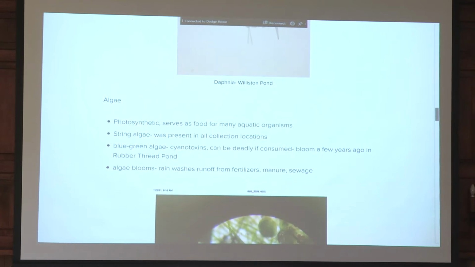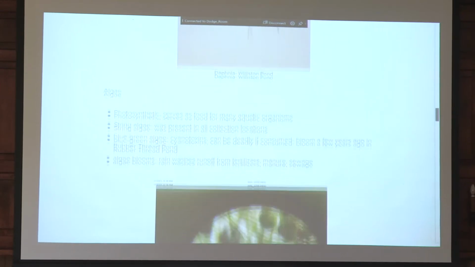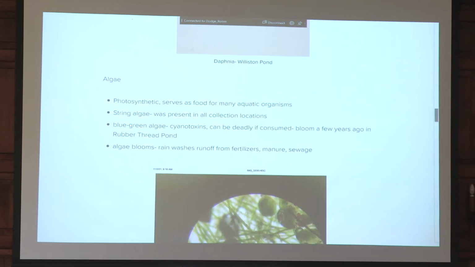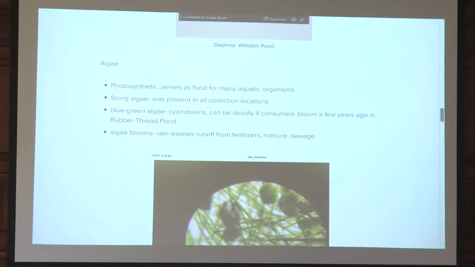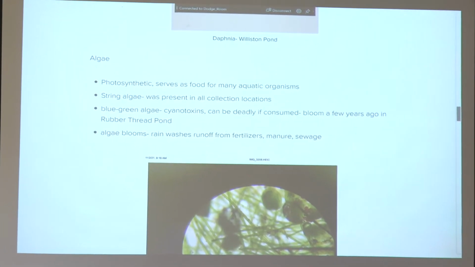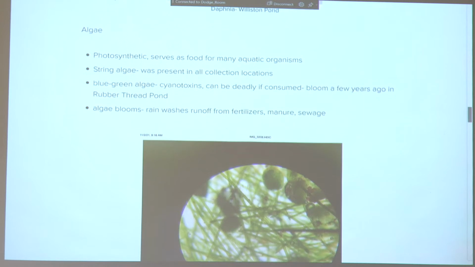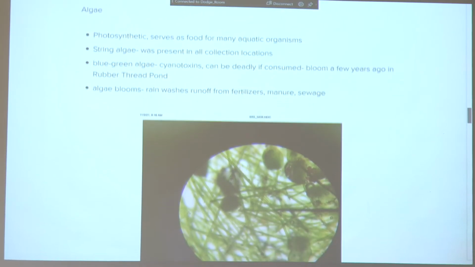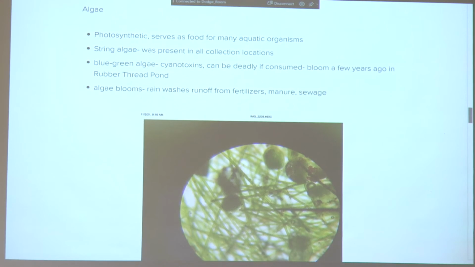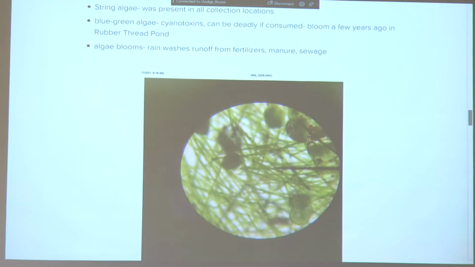I also observed the algae. Algae is photosynthetic and serves as food for many aquatic organisms. String algae was present in all the collections that I had. Blue-green algae, which are cyanotoxic bacteria, can be deadly if it is consumed. And they actually bloomed in the pond below Williston a few years ago, which was quite a big deal. Algae blooms often occur when rain washes runoff from fertilizers, manure, and sewage into water bodies.